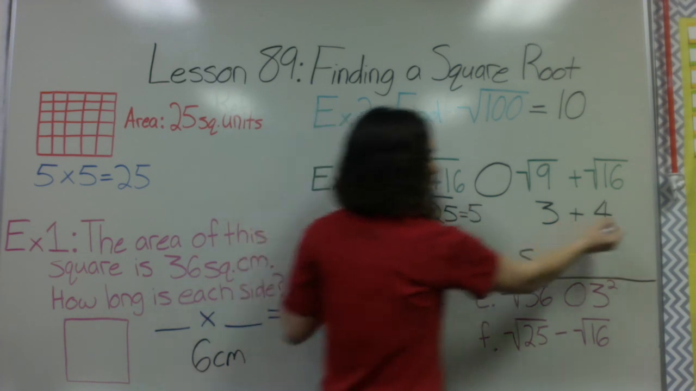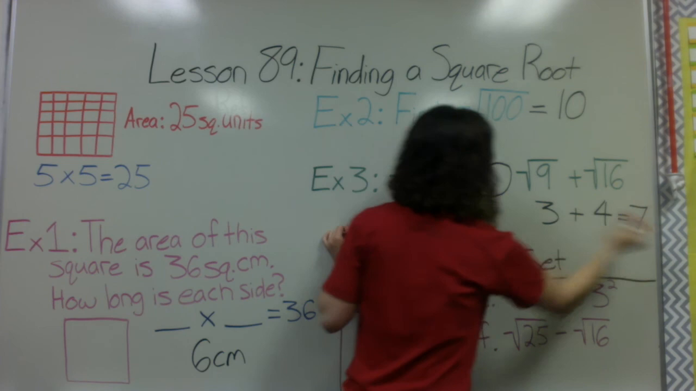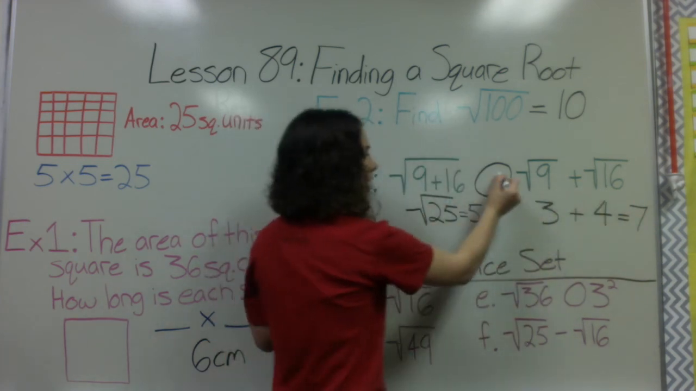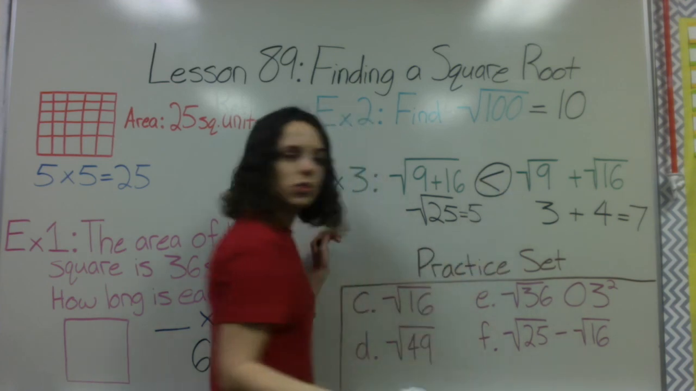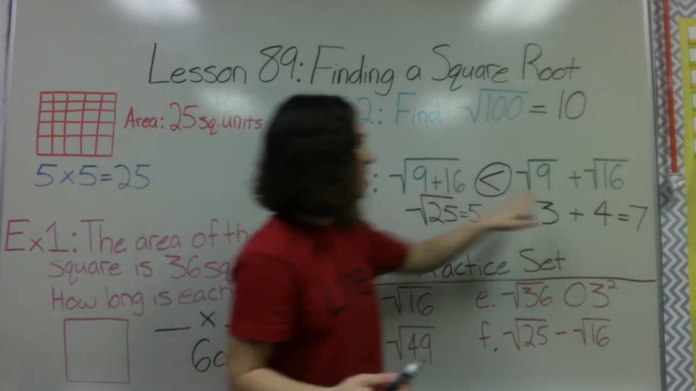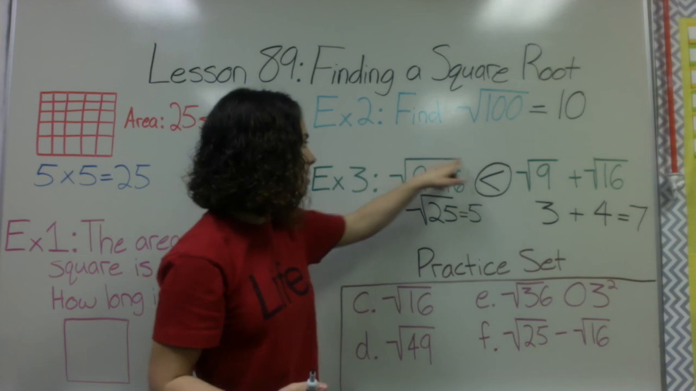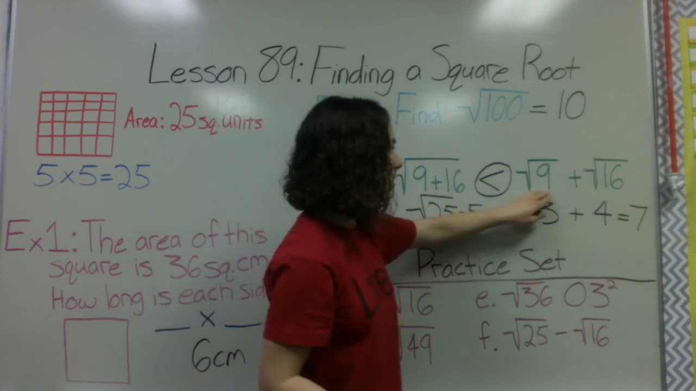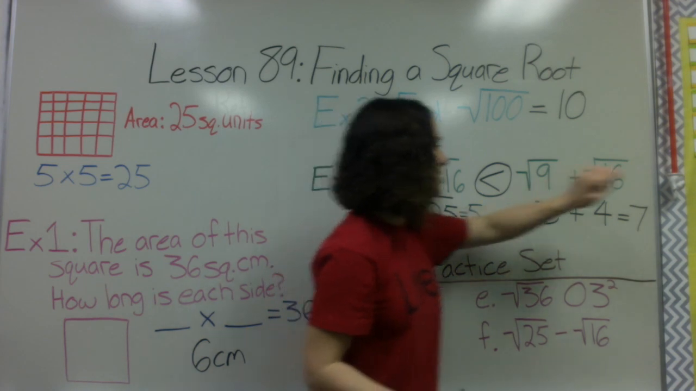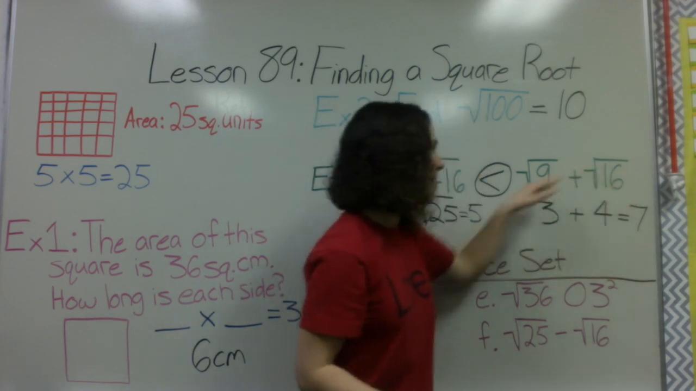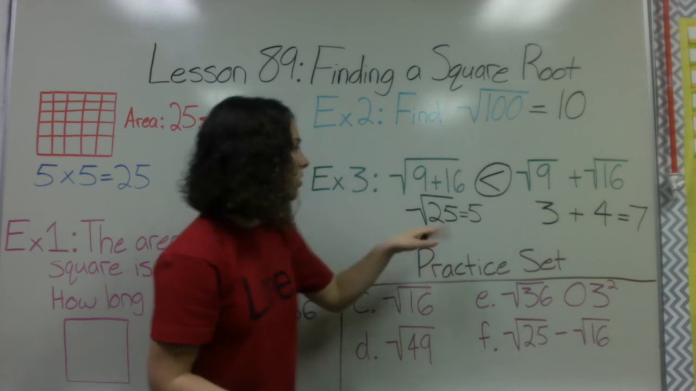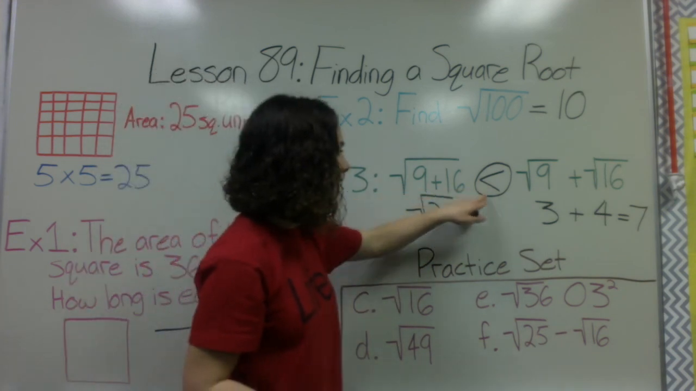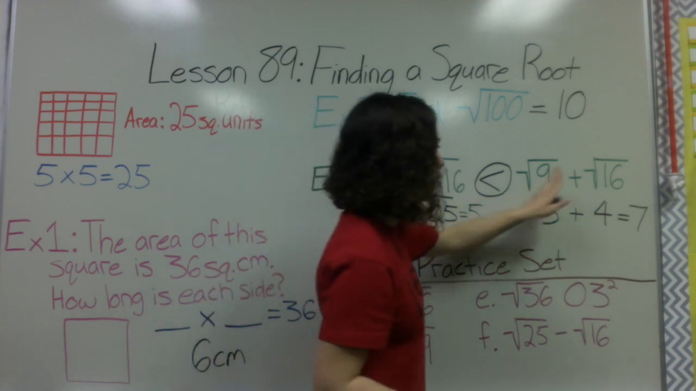3 plus 4 is 7. So I'm comparing 7 over here and 5 over here. And I know that 7 is greater. So when you look at these problems, even though I have the same numbers, when the bar goes completely over, I need to solve it first. Whereas this, I'm finding the square root of 9 and the square root of 16 and then adding those two together. So the square root of 9 plus 16 is less than the square root of 9 plus the square root of 16.